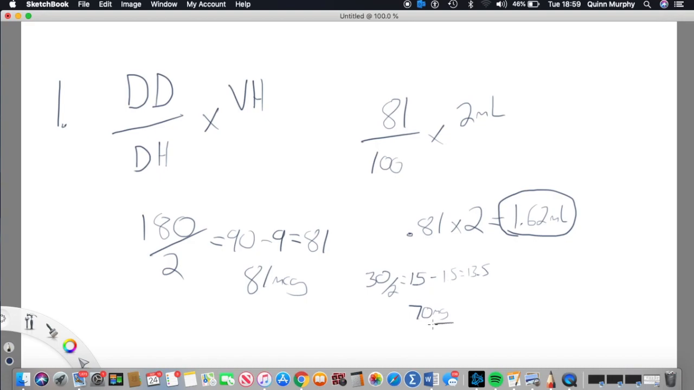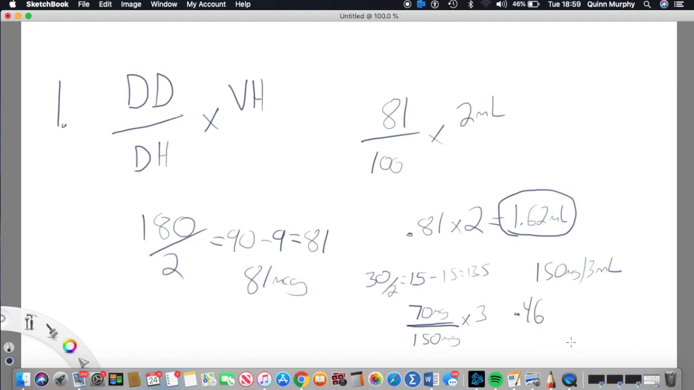So 70 milligrams in 150 milligrams times 3 ml, because if you recall, we carry amiodarone in 150 milligrams in 3 ml. So that's how we figure out this dose. So the first thing we're going to do is take 70 and divide it by 150, and that gives us 0.46.